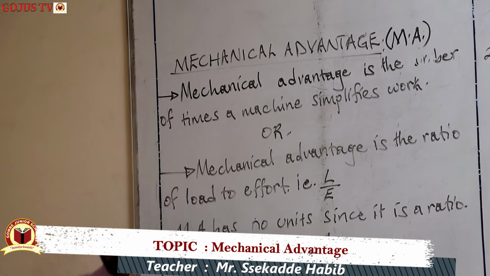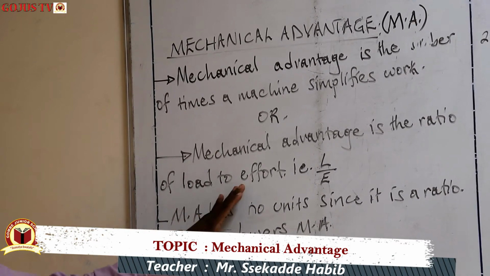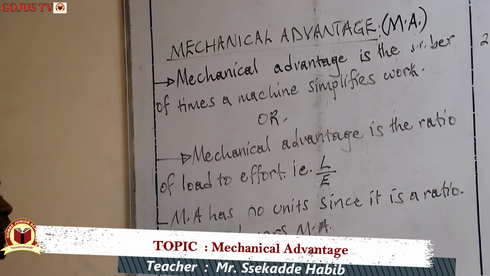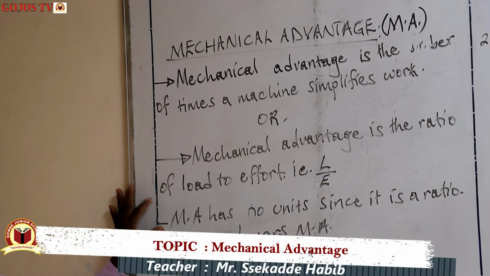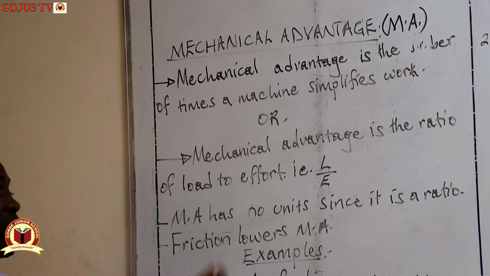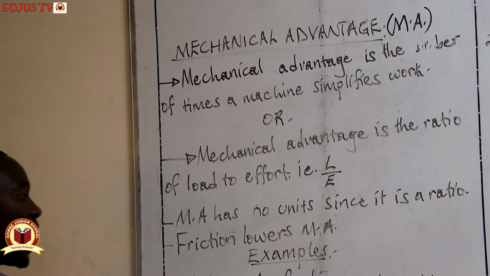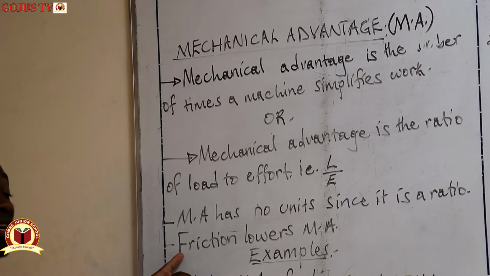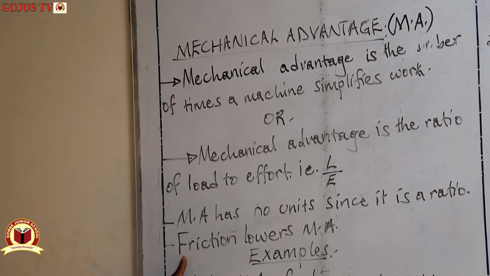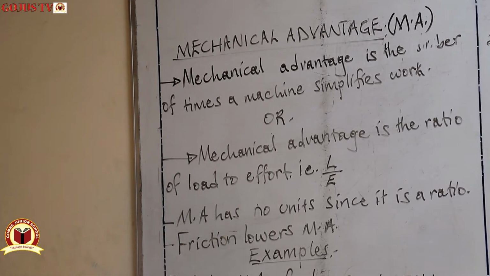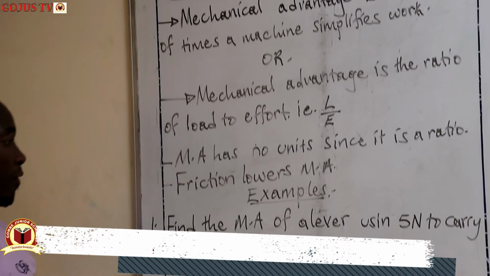Or we can have it as the ratio of load to effort, which can be expressed as a fraction in that way. So one thing you need to know about mechanical advantage is that it has no units, because it is a ratio. And then friction also lowers the mechanical advantage. Just like we saw that friction affects the efficiency of a machine, it also lowers the mechanical advantage. So if we can do some calculations about the mechanical advantage, here we have one of our examples.